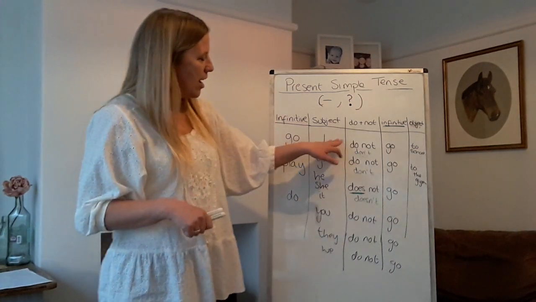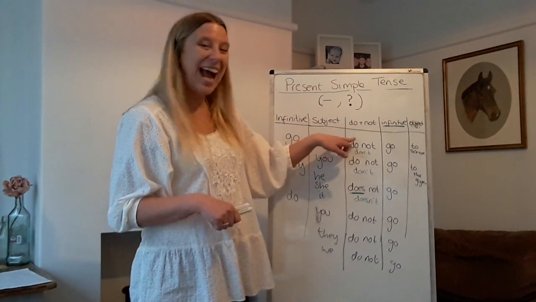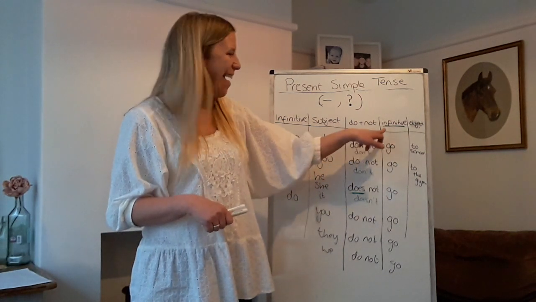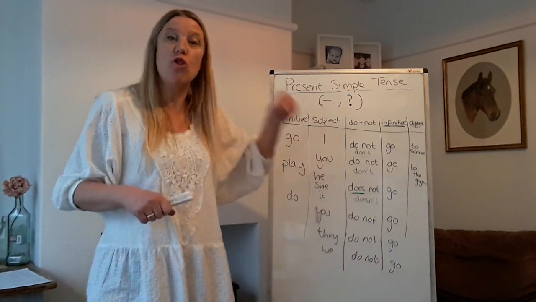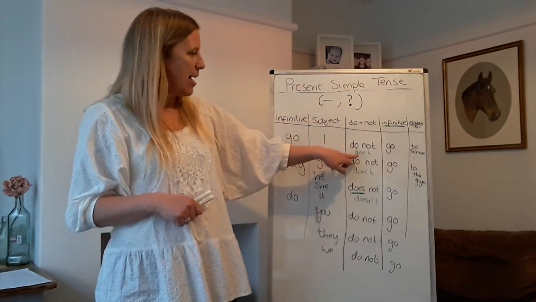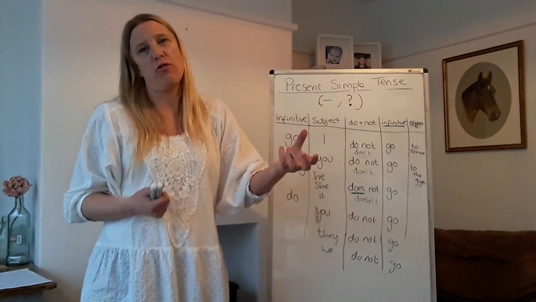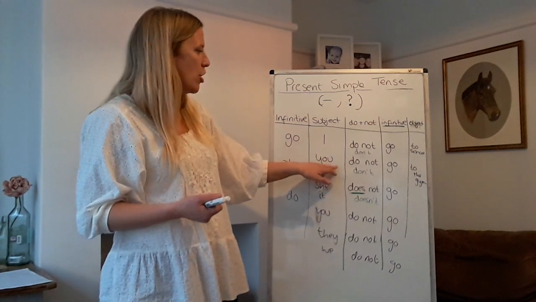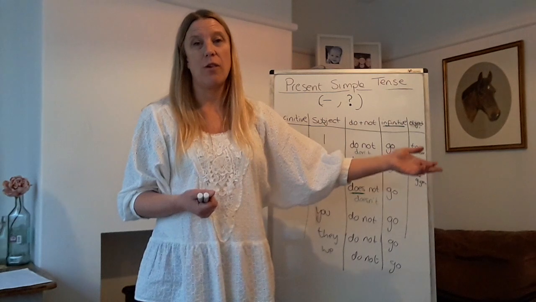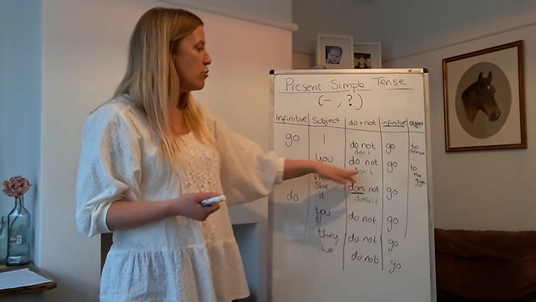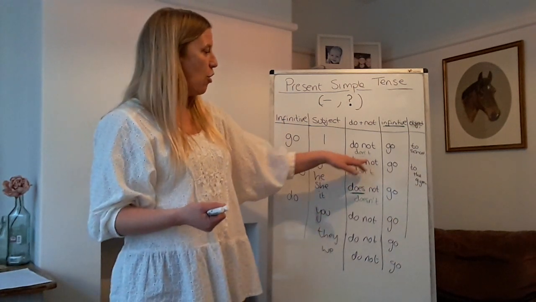So do not. So we've got the subject, then we add do plus not, and then the infinitive verb. I go to school on Wednesdays. I do not go to school on Wednesdays. And do not becomes don't. We shorten it to make it don't. I don't go to school on Wednesdays. You do not go to the gym every weekend. You don't go to the gym every weekend. Okay? So do not becomes don't.